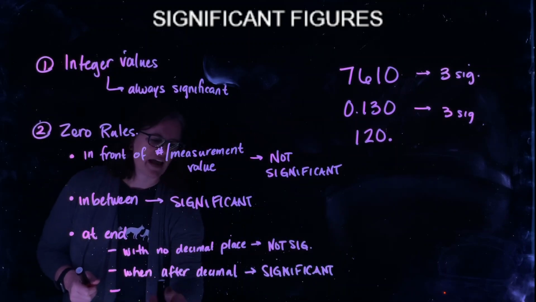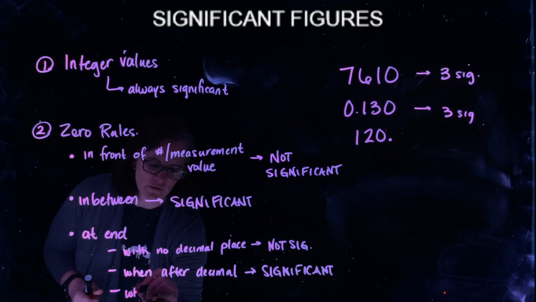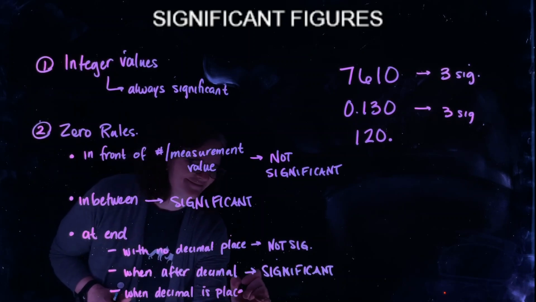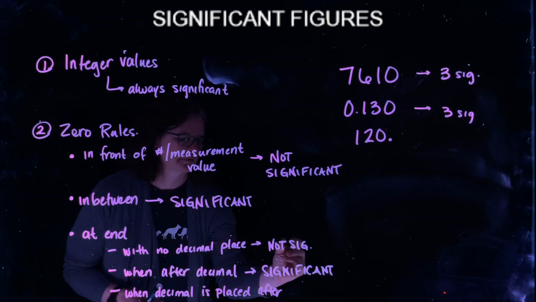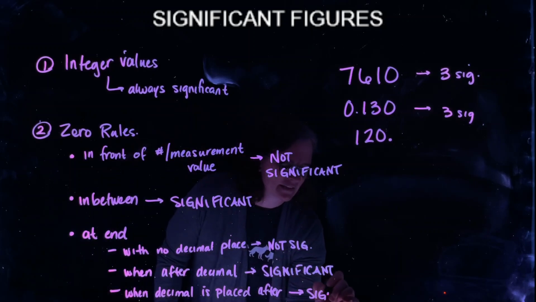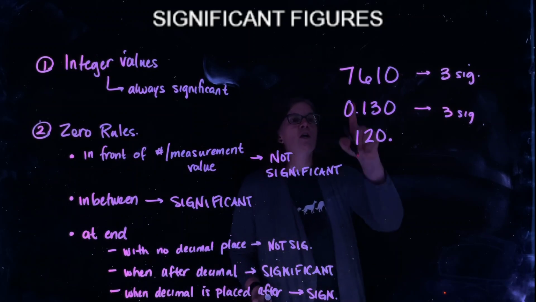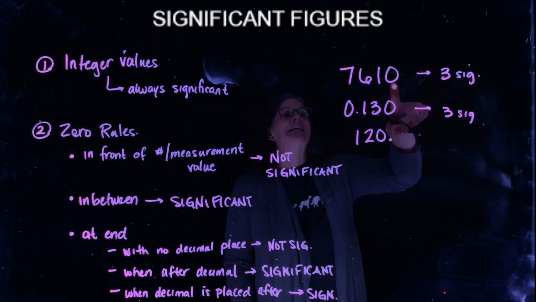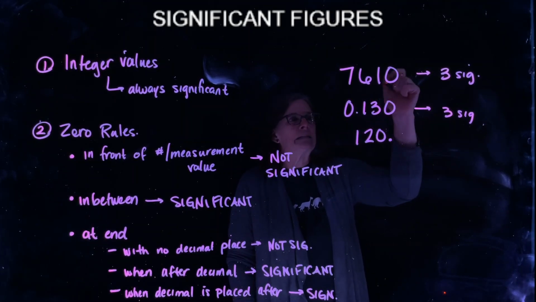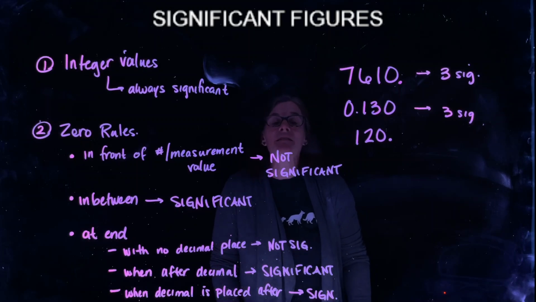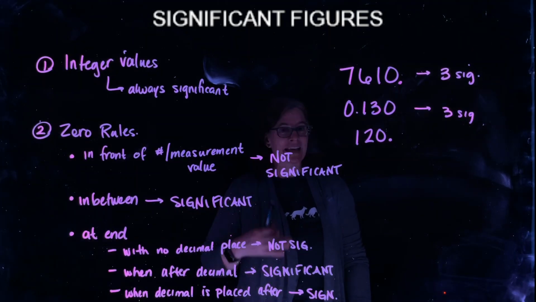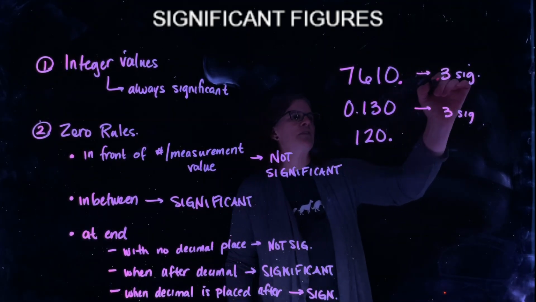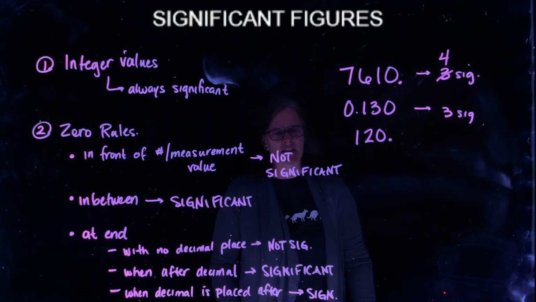So it's sort of like when after a decimal, but when a decimal is placed after it, then it is significant. So if I want to turn 7,610, and this zero actually is important, all I do is place a little decimal there. And that tells the observer, the consumer, the scientist, the community, that that zero is important. It does mean something. This turns it from 3 to 4 significant digits.